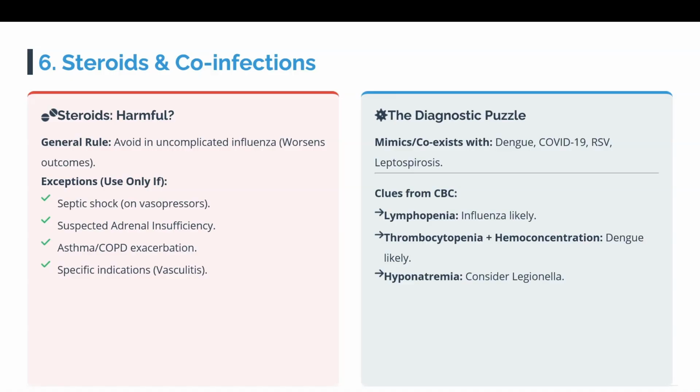So the diagnostic puzzle mimics and coexists with dengue, COVID-19, respiratory syncytial virus, and leptospirosis. The main clue is from the CBC. There will be lymphopenia in case of influenza. There will be thrombocytopenia and hemoconcentration in case of dengue. And if hyponatremia is present, then consider Legionella.